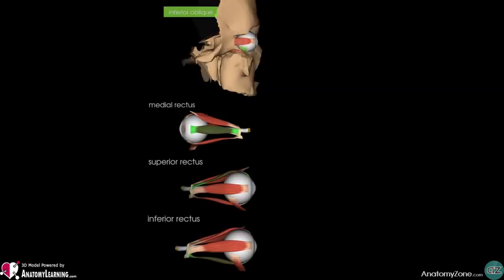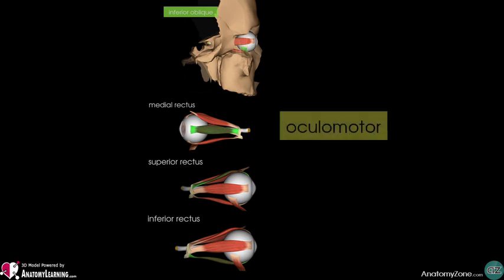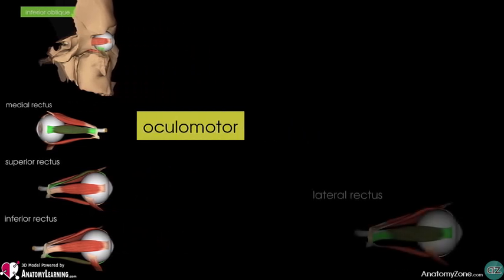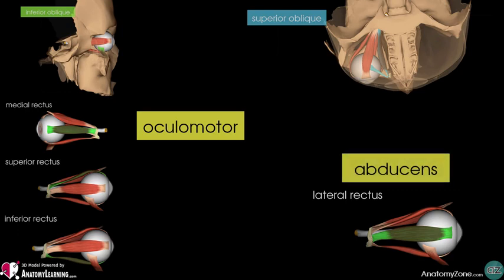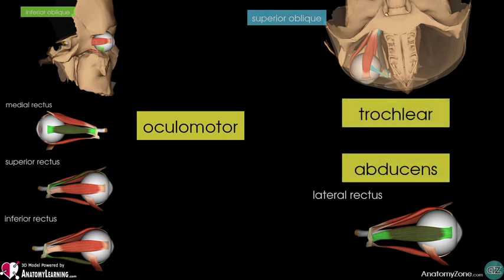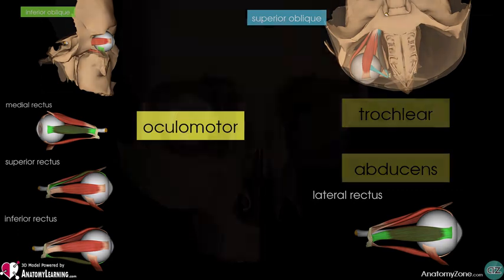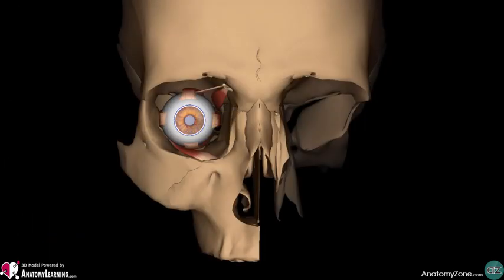So all the extraocular muscles are innervated by the oculomotor nerve, except for the lateral rectus and the superior oblique, which are innervated by the abducens nerve and the trochlear nerve respectively. It's important to note that whilst you can describe the actions of each muscle in terms of its specific movements of the eyeball, all the extraocular muscles work in conjunction with one another to produce coordinated movement of the eyeball.